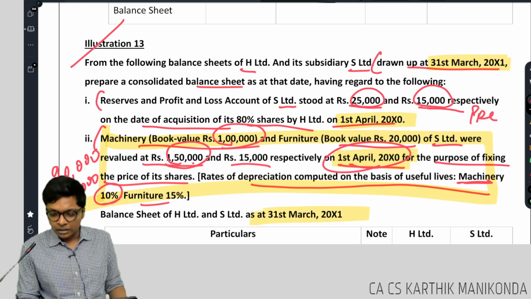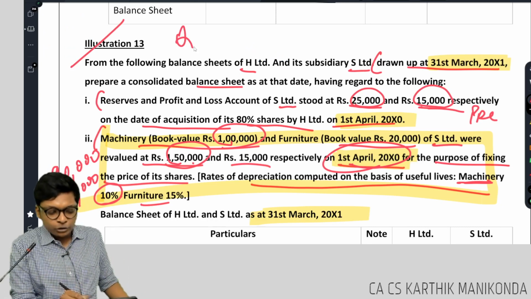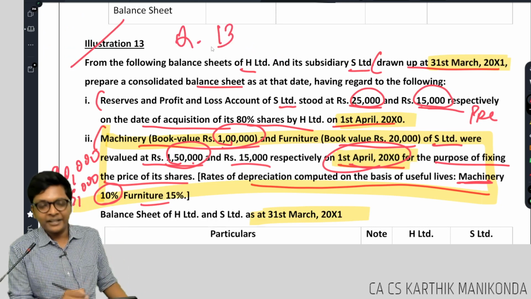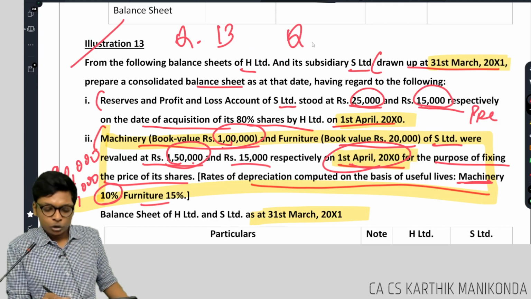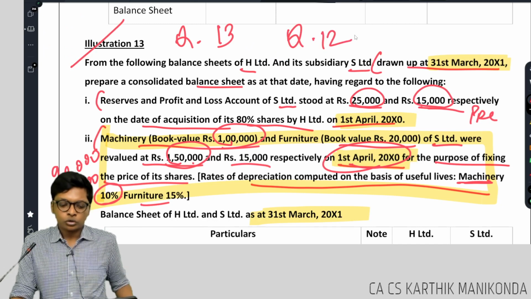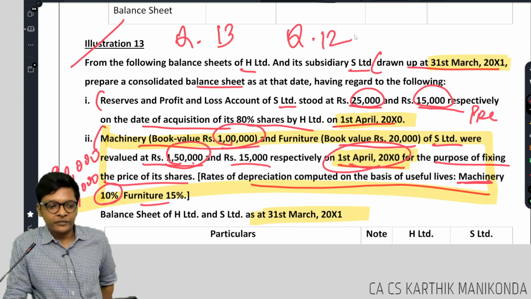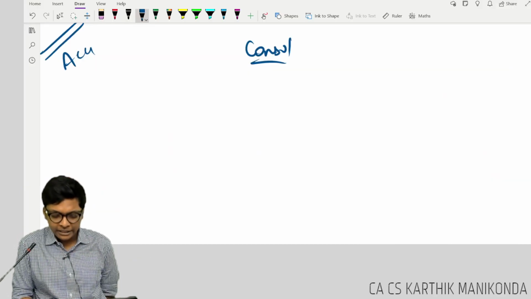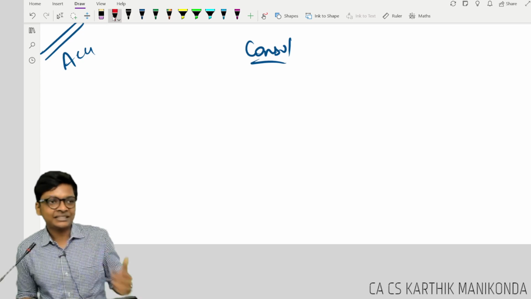Question number 13 for you guys. ICA, it's question number 13 only. Very good. For you guys in the book, it is question number 12. So just see either 13 or 12, depending on which book you have. ICA question number 13, consolidation. Let's start. Step 1.